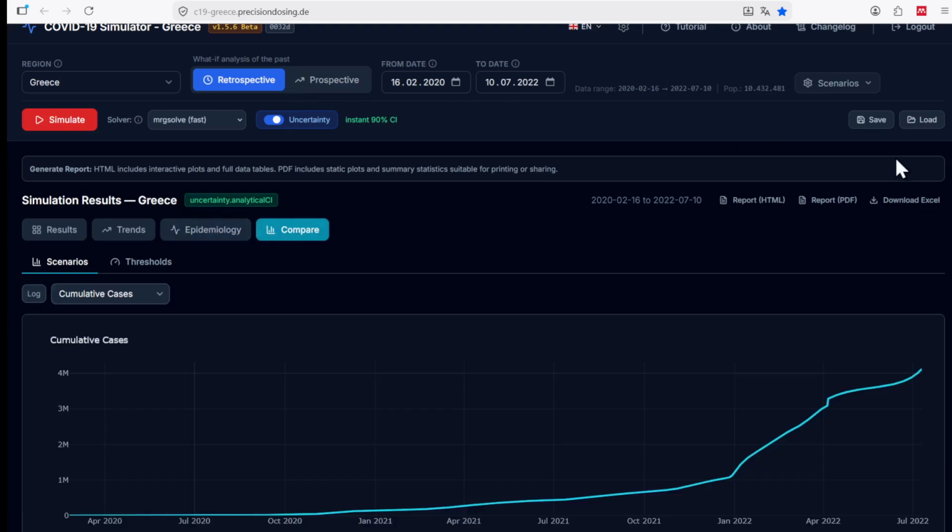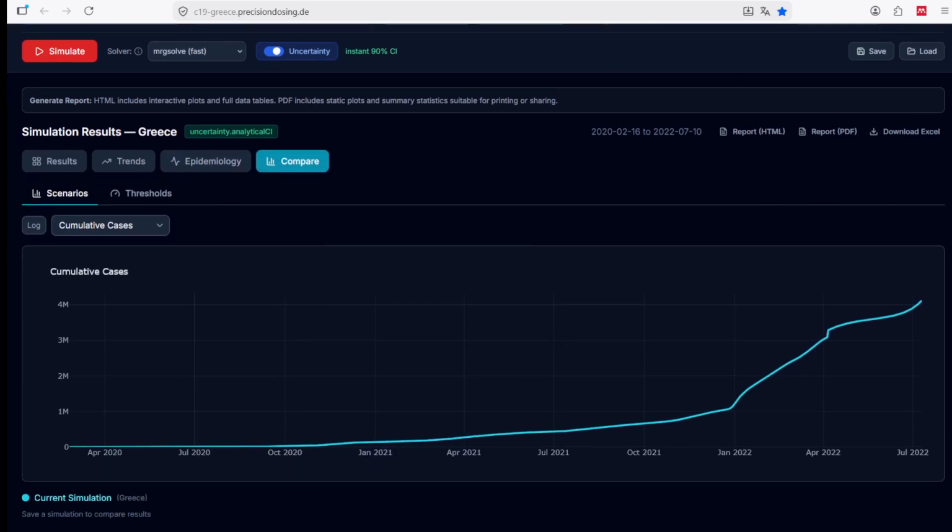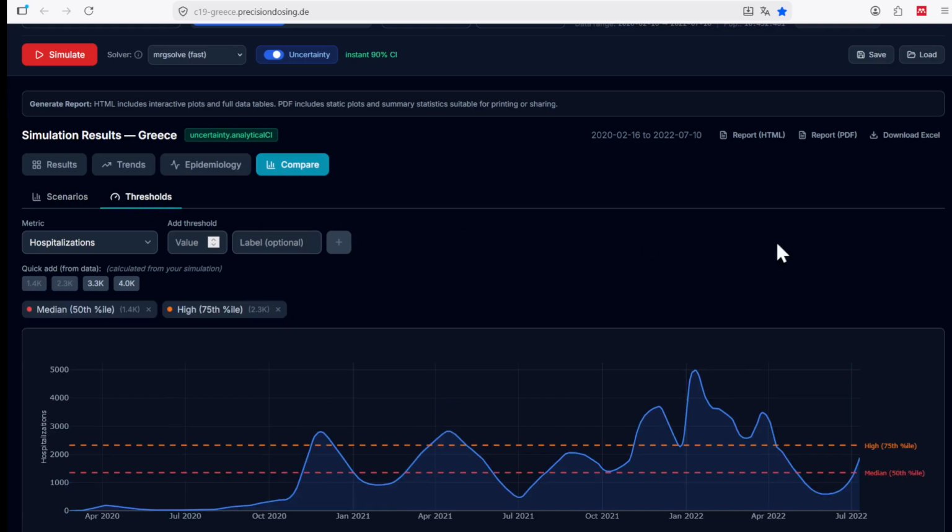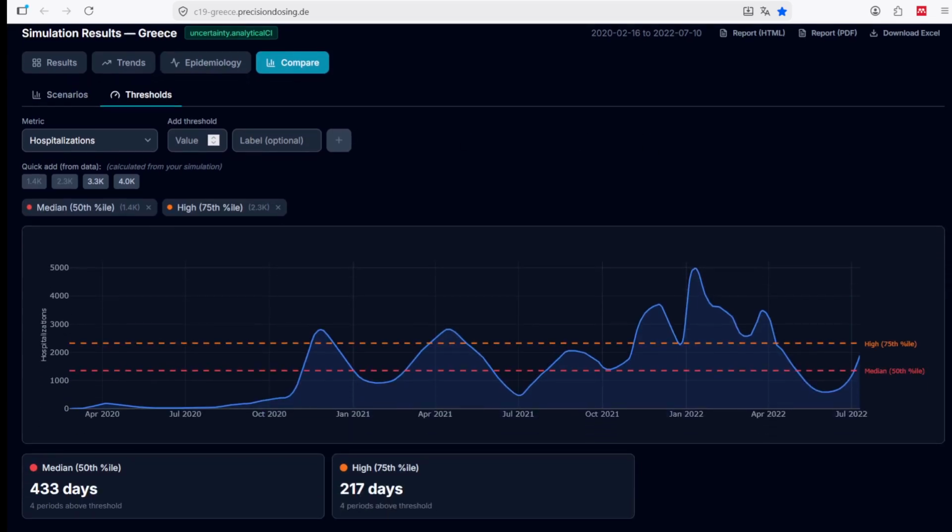Finally, you can compare different scenarios, which we will show in the next tutorials. In the Threshold subsection, you can define different thresholds for each metric and receive an analysis of the number of periods, as well as the total number of days, during which the metric is above the defined threshold.